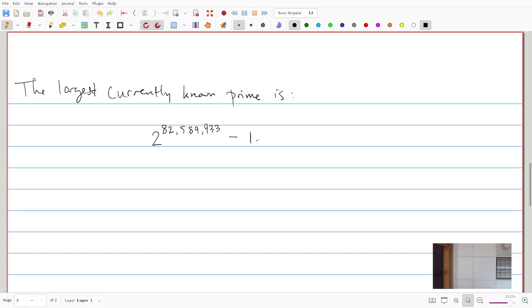If you write it in binary, it just consists of 82,589,933 ones. If you write it in base 10, it has about 25 million digits. I figured out some statistics here. If you printed it in a book, so let's say you had about 100 digits per line and 50 lines of digits per page, which is a pretty typical kind of thing for a book, it would require around 5,000 pages, so maybe like a 10-volume set on your shelf like this, just of this one number.